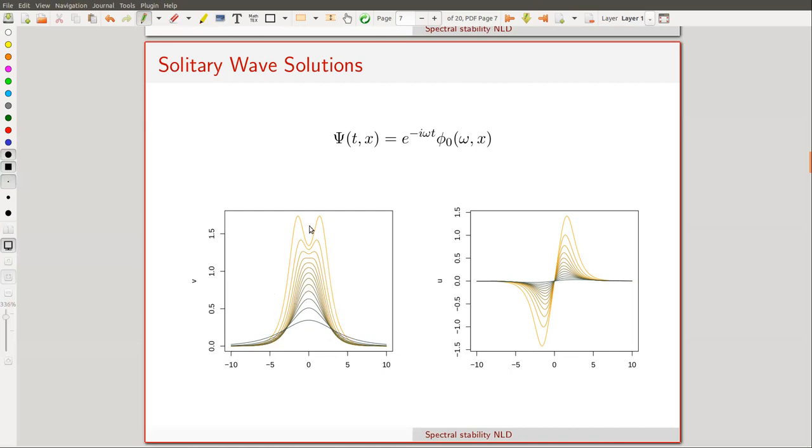And in the other limit, when omega goes to 0, things start to look weird and very peaked. But actually, it's quite interesting that these ground states, especially if you sum v squared plus u squared, don't have their maximum at the origin at all. They have a two-bump type profile.